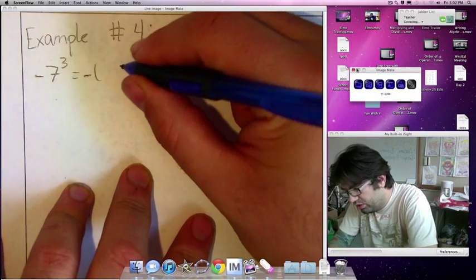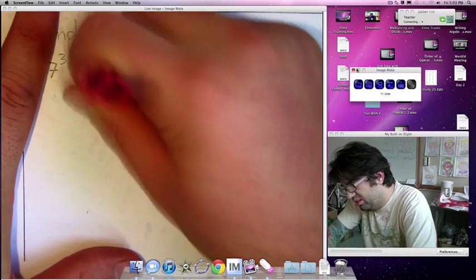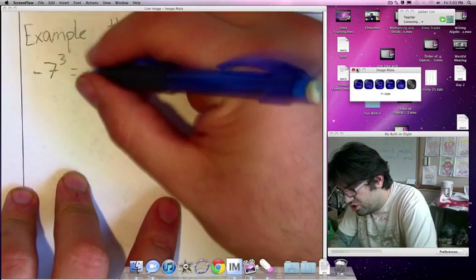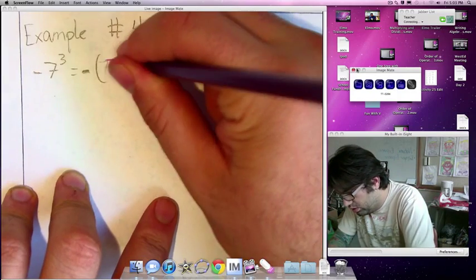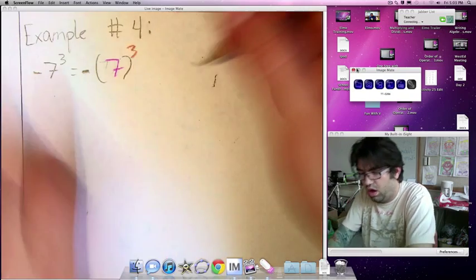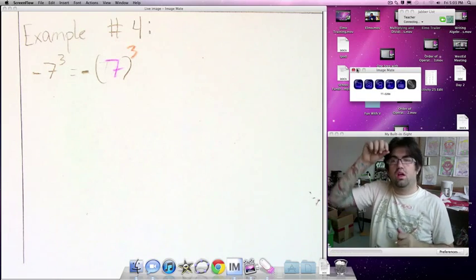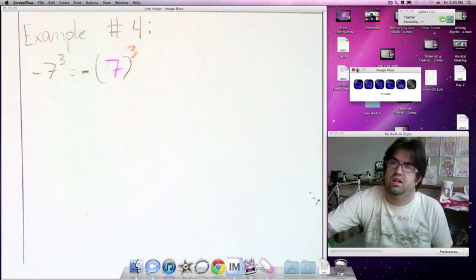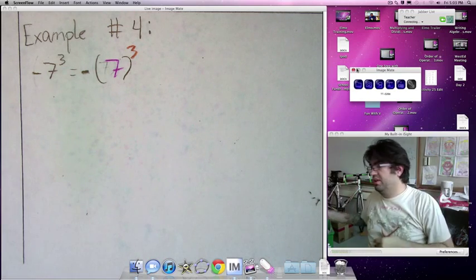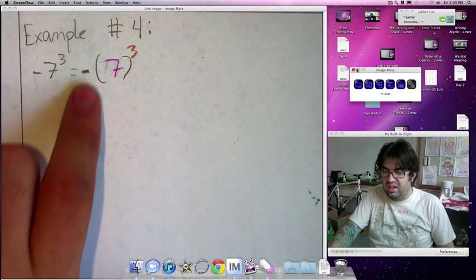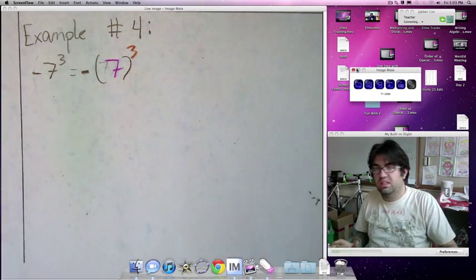And I'm going to write 7 to the 3rd power. I'm going to actually redo this a little bit because it's a little tacky. It actually looks like this. So it's actually the base 7 raised to the 3rd power and then turned into a negative. So no matter what, this thing out here is going to turn this into a negative. This is always a negative answer. If there's no parentheses, it's automatically going to be negative no matter what.